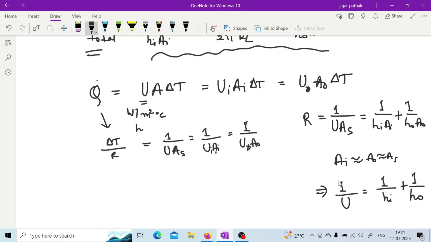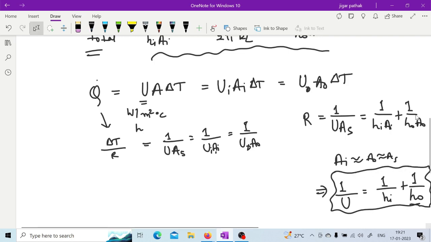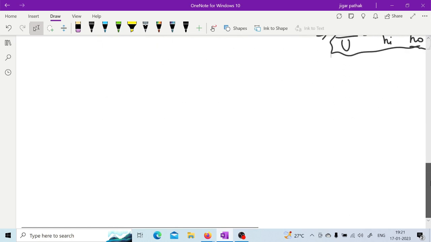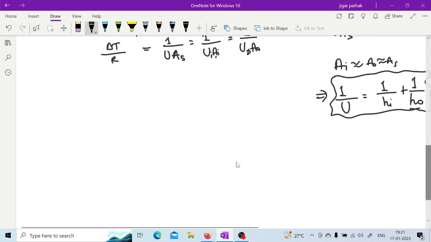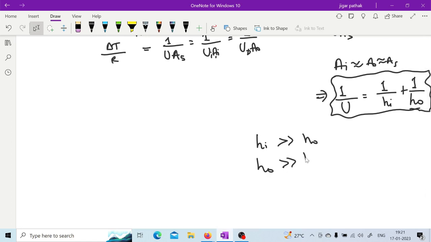Now once you have this relation, what is going to happen to your overall heat transfer coefficient if hi or ho is going to be greater? If hi is greater than ho, or let us say ho is greater than hi, then that particular term 1 upon hi in this case will be almost equal to 0, or 1 upon ho in this case will be almost equal to 0, right?